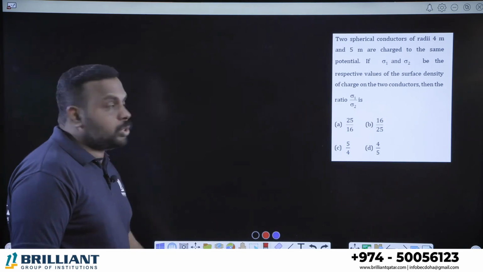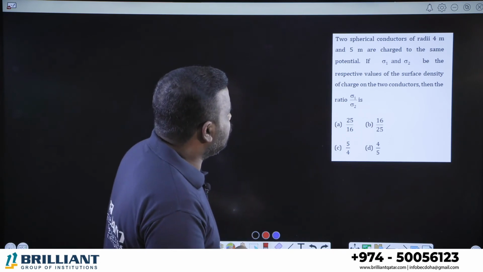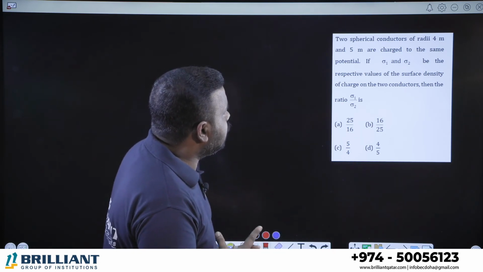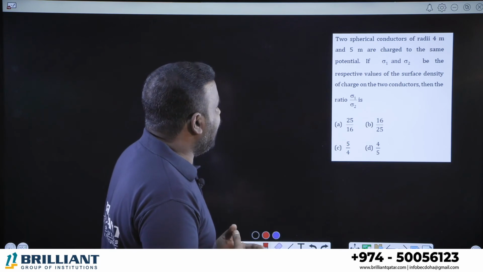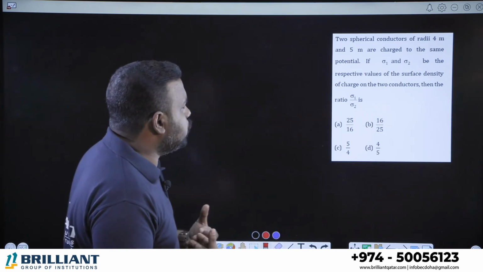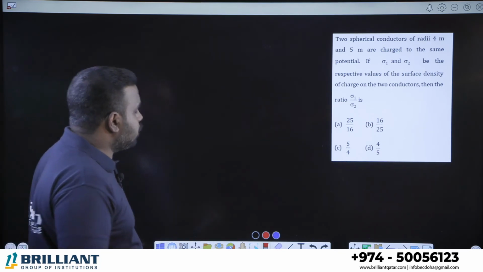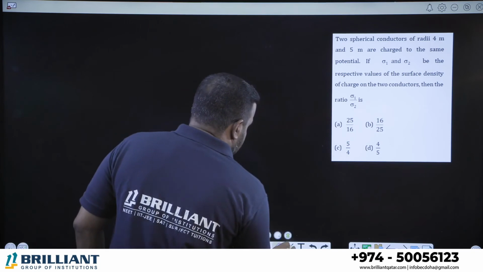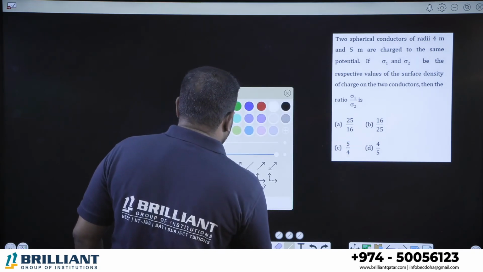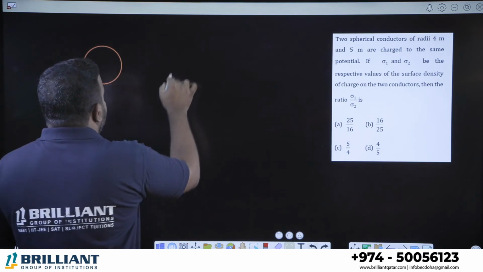All right. Two spherical conductors of radii 4 meter and 5 meter are charged to the same potential. If sigma 1 and sigma 2 be the respective values of the surface density of charges on the two conductors, then the ratio sigma 1 by sigma 2 is. Another tricky question. Two spherical conductors of radii 4 meter and 5 meter. So there are two spheres, right? Two spherical conductors are there. Let it be the first one. And there is another one.